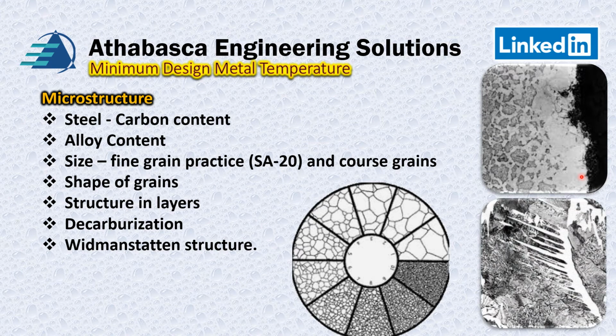There's an example of a Widmanstätten structure, and you can see the undesirable part is these long, hard sites along inside the grain, and that makes it more susceptible to cracking.